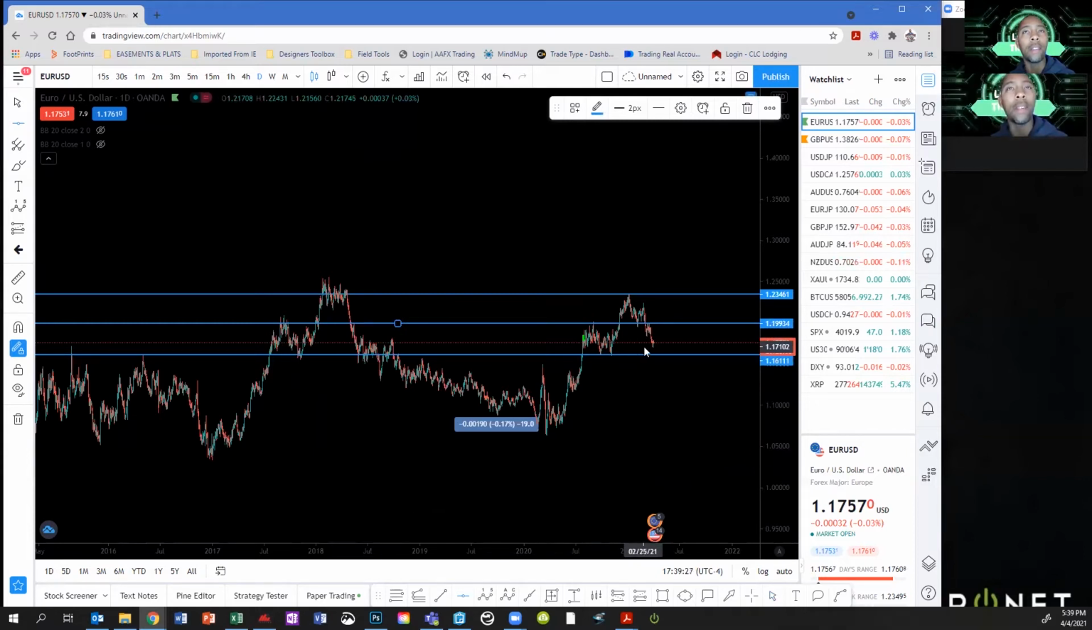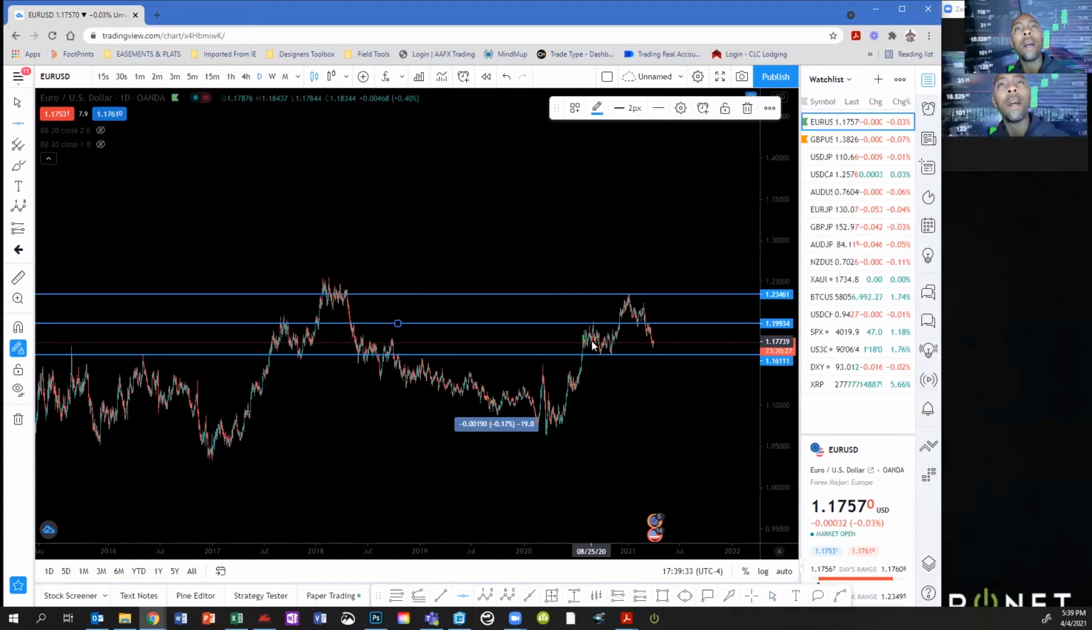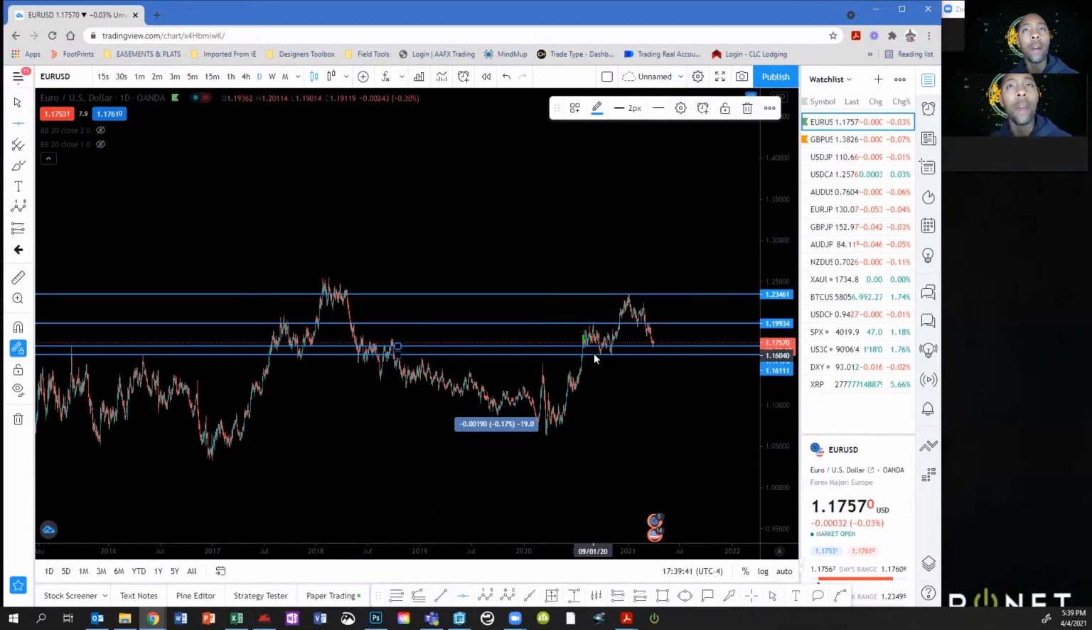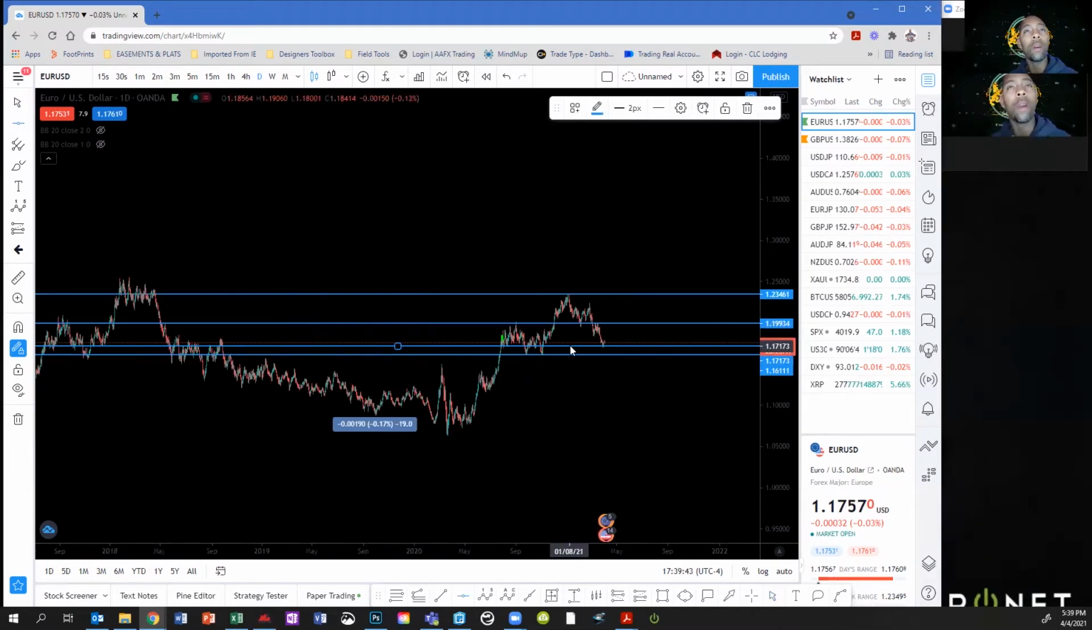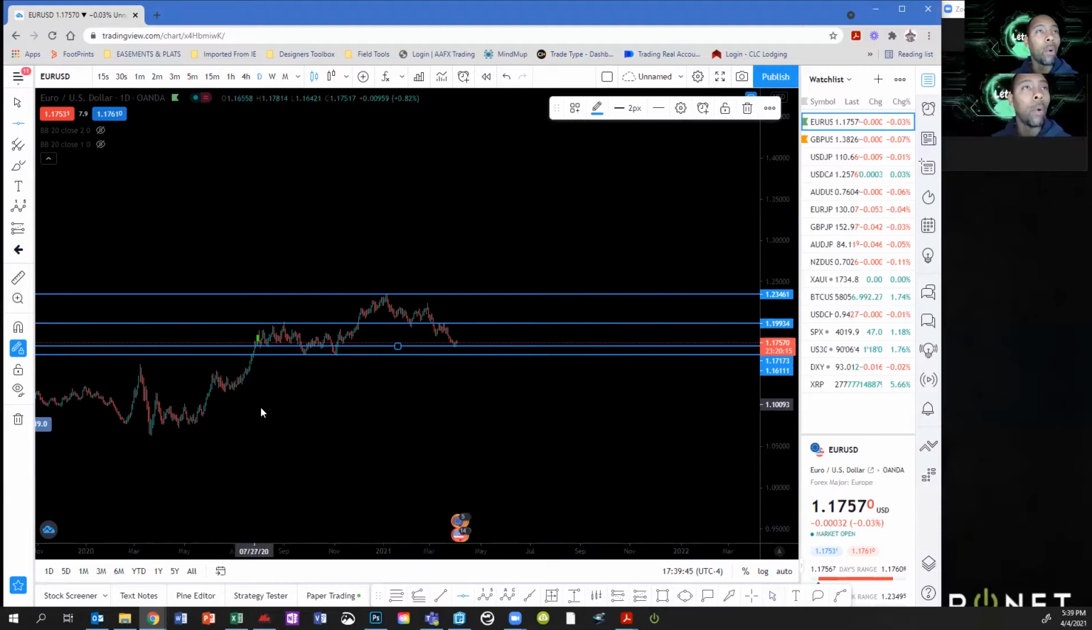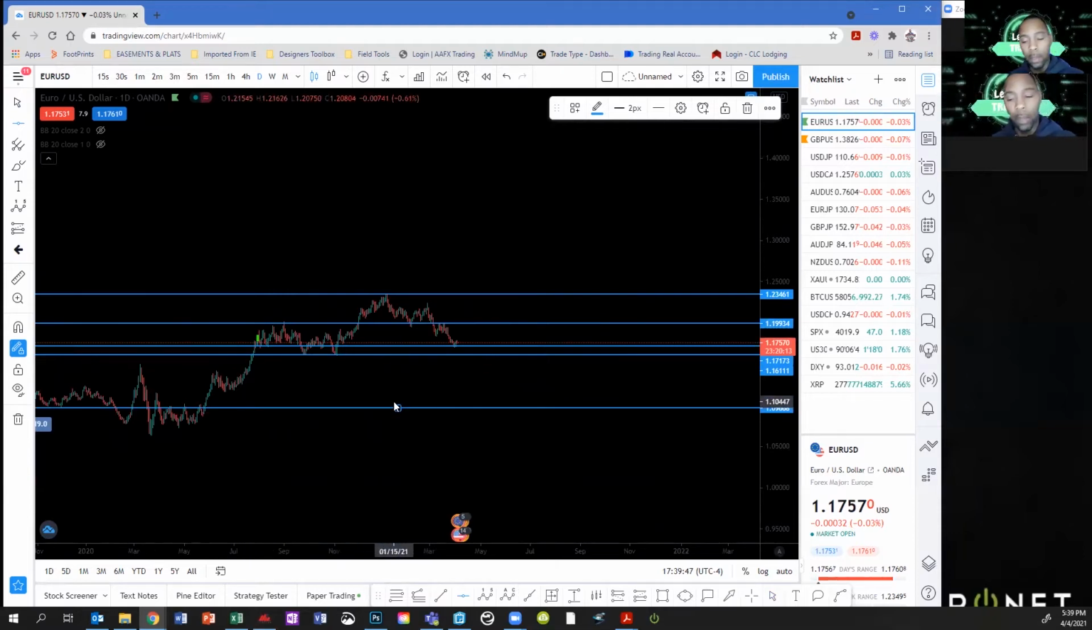And again, this is not an exact science, but these are areas where the market has made a couple of different touches. All right, let's see. We may have one there. Okay, and if we zoom in a little bit more, we can get a little bit tighter.